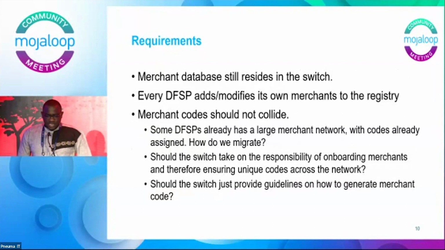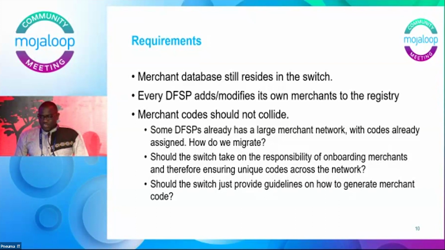So going into this, the same requirements remained. The switch will still have a merchant database, but everything in that database will still come from DFSPs. But we, as the switch, had to make sure that merchant codes do not collide, because you have multiple DFSPs giving you the merchants that have been registered with them. Chances are they are going to collide at some point. So some discussions that are ongoing on that point is how do we handle that situation?